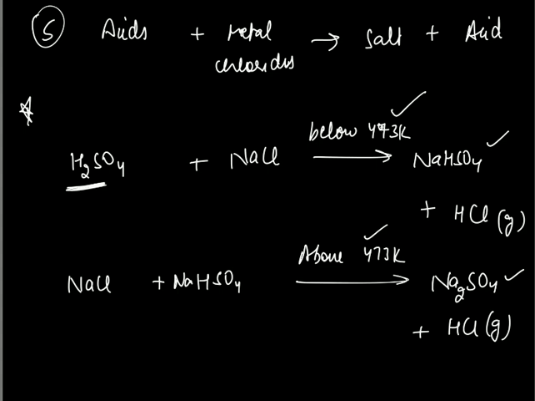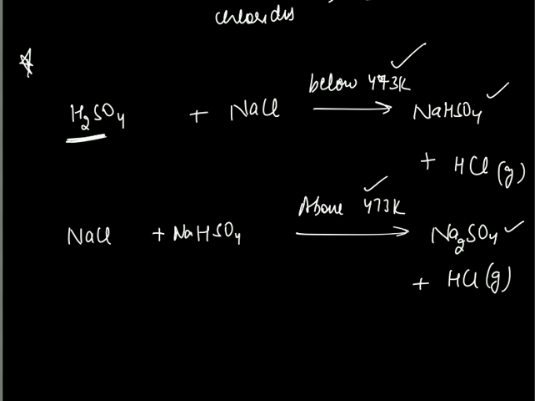Usually it's always sulfuric acid. So which kind of salt will be formed over there? So below 473 Kelvin. They can twist and turn and they can ask this objective question to you. So this is one of the important aspects. Now similar to this, we have another equation.